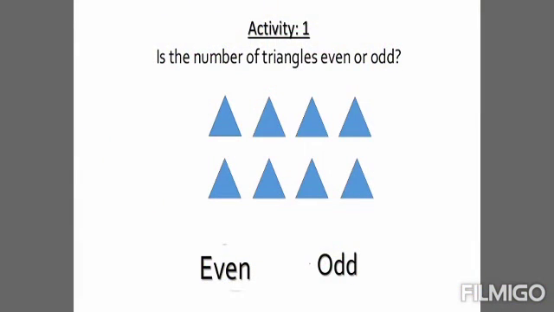So we have here the first activity. The instruction, class, is: are the triangles even or odd? So let us count for us to identify. 1, 2, 3, 4, 5, 6, 7, 8. So the answer here, class, is even, because 8 is an example of an even number.